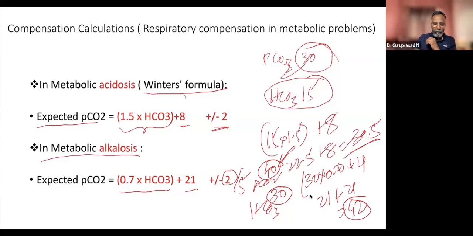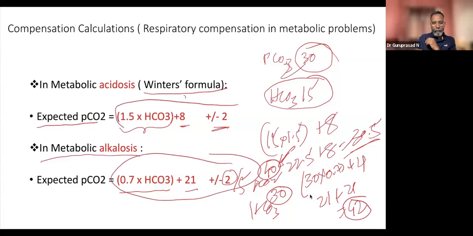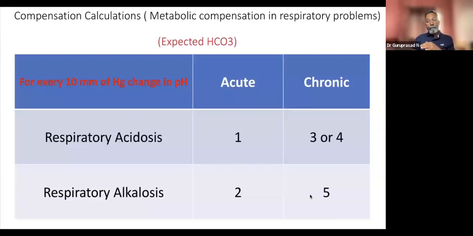In alkalosis, this is the formula. And for metabolic acidosis, to look at the compensation, this is the formula, which is called the Winter's formula. We'll see a few examples later. Next, if the primary disorder is a respiratory disorder, then you have to calculate whether there is adequate metabolic compensation. So what you have to look for is the expected bicarbonate.